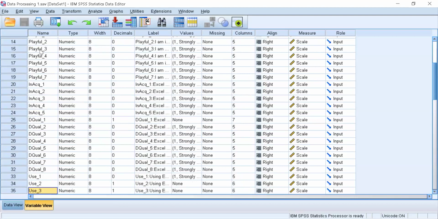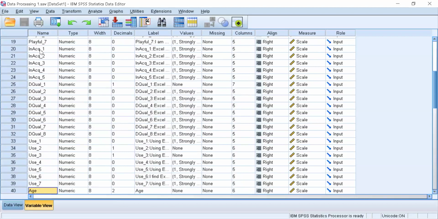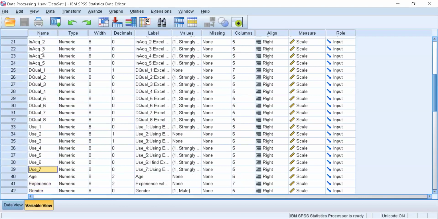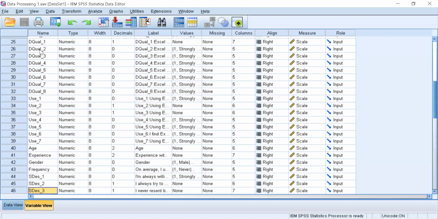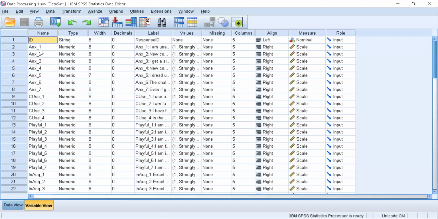So I have data that is around factor analysis. There are 38 response questions that I have asked, and these are the demographic variables: age, experience, gender, frequency, and all that is the demographic variables. So in total I have asked 38 questions. तो 38 पूछे तो कितने होने चाहिए responses मेरे कम से कम? कितने रेस्पोंडेंट से मैंने लेना चाहिए?